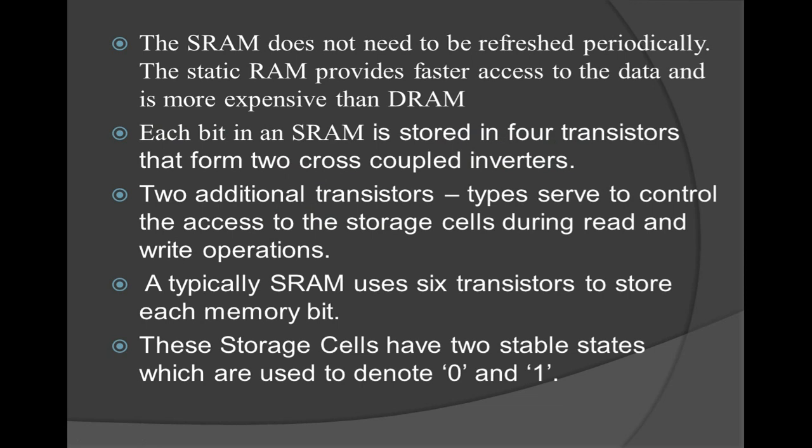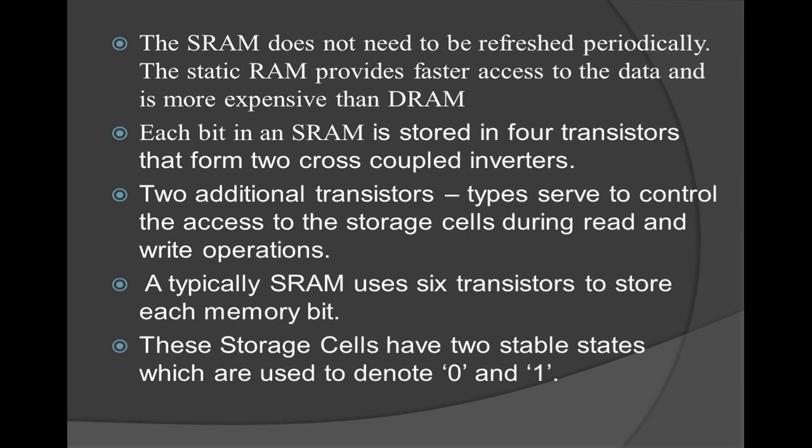The SRAM does not need to be refreshed periodically. Static RAM provides faster access to the data, but is more expensive than DRAM. DRAM is dynamic random access memory, whereas SRAM is static. As it is a static memory, it gives you faster access, and as it gives faster access, it is more expensive compared to DRAM.